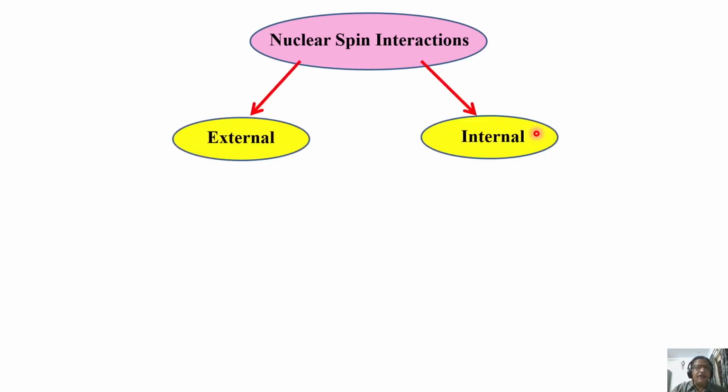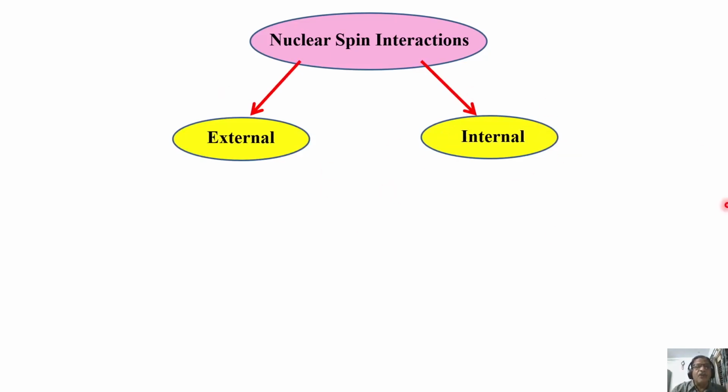For this, we need to consider a few nuclear spin interactions. What are the nuclear spin interactions? I can broadly classify them into two types: one is external interaction, the other is internal interaction.